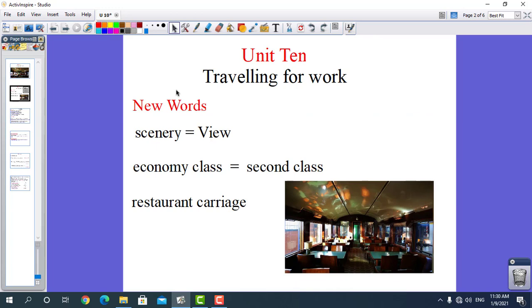Today, we have some vocab. The first word here, the word scenery. Scenery equals the word view.